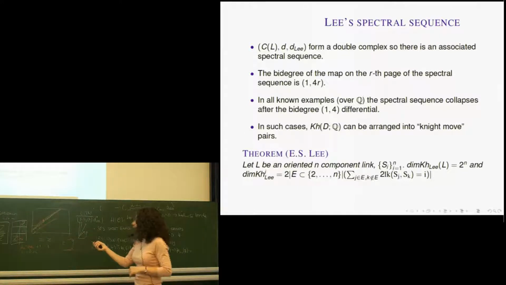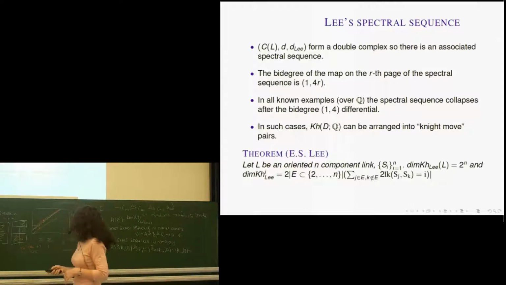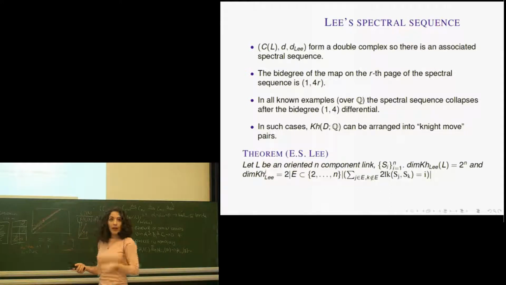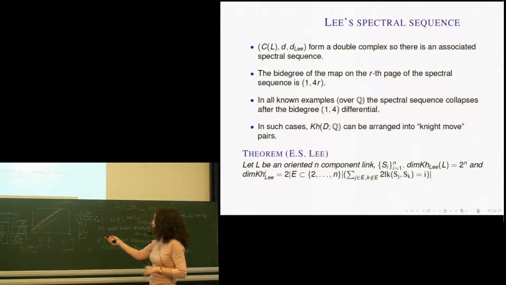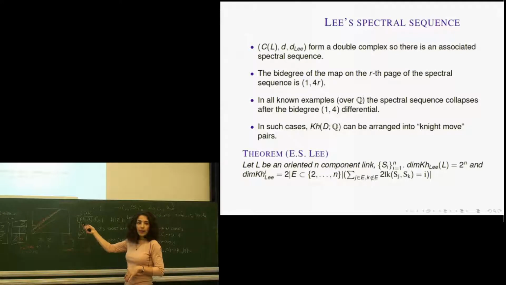Okay, so the theorem is actually that you can compute just the Lee Khovanov homology, and it turns out to be very simple, and I'm almost done. For an oriented n-component link, the total dimension of Khovanov-Lee homology is just 2^n. But it turns out again the Lee differential doesn't preserve the grading, so you can think of something called Lee filtered homology. And then if you look at the ith degree, which considers all of the things up to degree i, that actually depends on the linking number between these components.